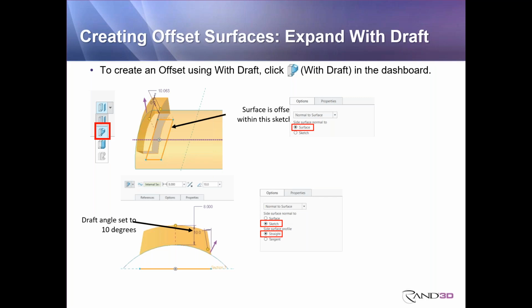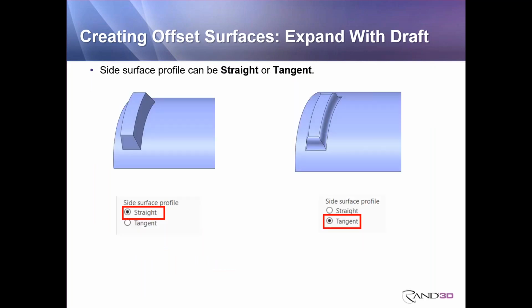Now, when you are using the expand with draft, besides being able to add the draft, there's a second option. It's only available with the expand with draft, and it's going to allow you to make the sidewalls all tangent to the original surface and the offset surface. So instead of having the sidewall straight, if you do the expand with draft, there's a second option called tangent. And then I can see it took the sidewalls and it made them tangent to both of those surfaces. It actually curved those surfaces.